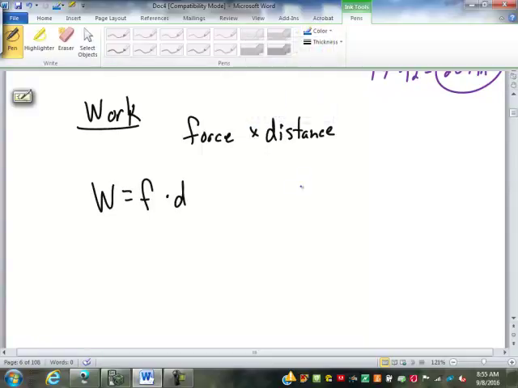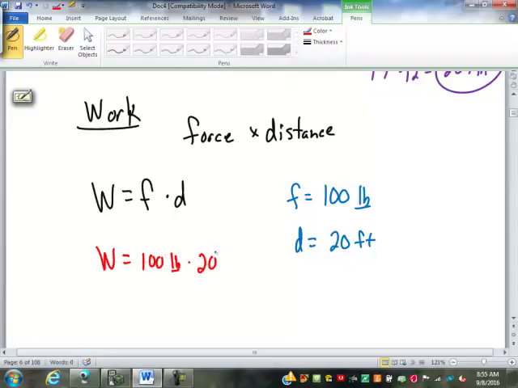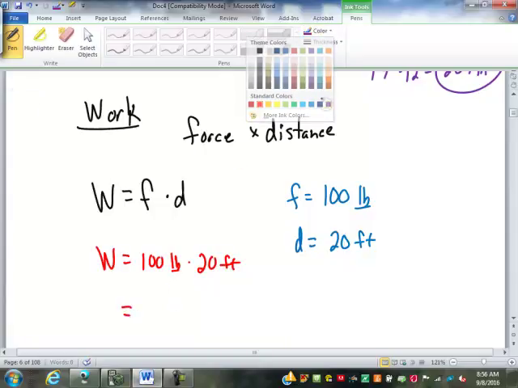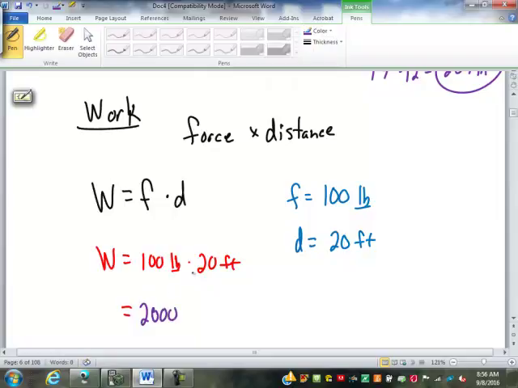So if you are pushing or exerting a force of 100 pounds over a distance of 20 feet, the amount of work you do is 100 pounds times 20 feet. 100 times 20 is 2,000. Pounds times feet is foot-pounds. So foot-pounds is a unit of torque that we saw before. It's also a unit of work.